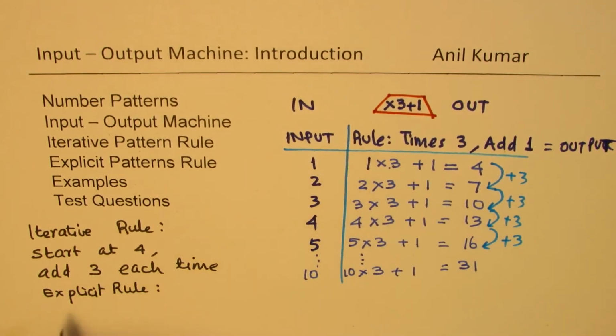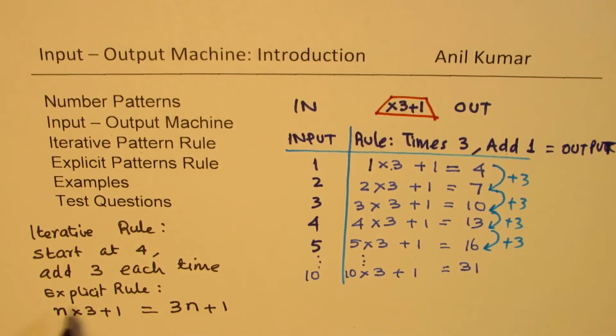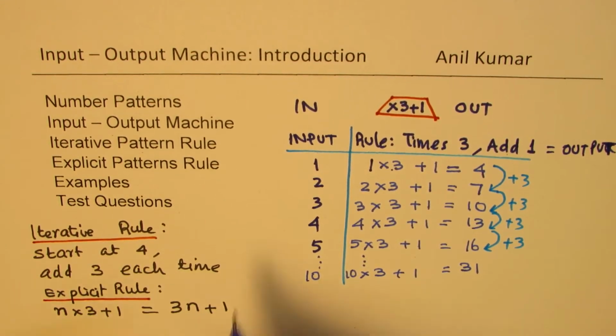Explicit rule will be to every input times 3 plus 1, right? So the number n, you can write times 3 plus 1, or most of the time we write this like this, 3 first, then n plus 1. Is it okay? Always when we are writing explicit rule, we will take n value as more than 1, right? So where n will be greater than or equal to 1. Is that clear to you?